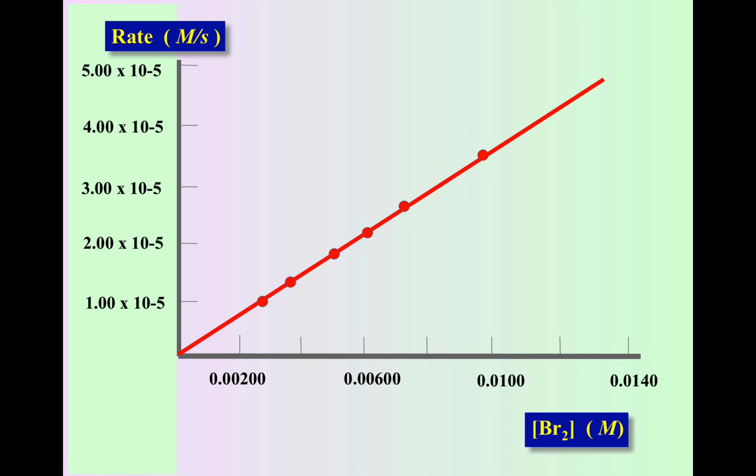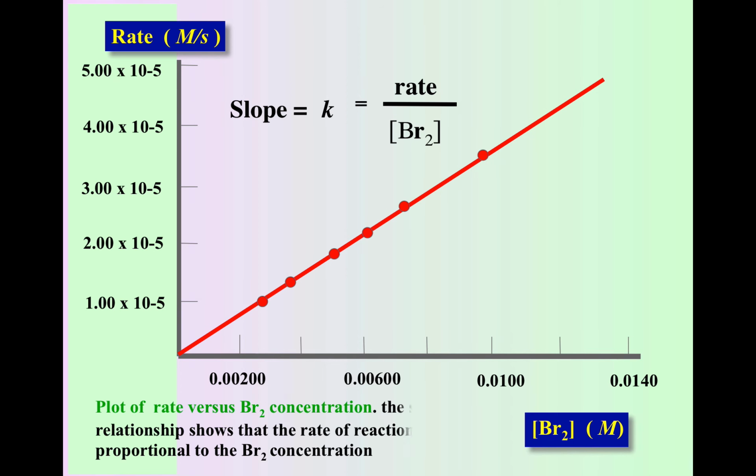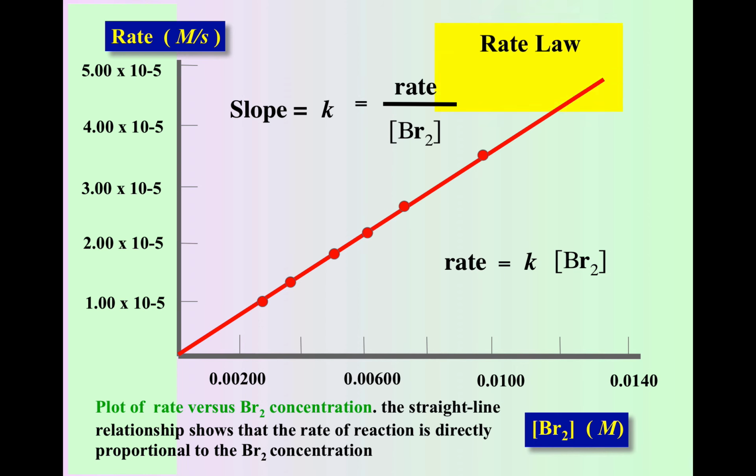So when I take a plot of concentration versus rate of reaction, I get a straight line with a positive slope. K represents the slope of this line, right? The change in rate over the change in concentration. So if I multiply both sides by concentration, I get what's called a rate law. A rate law equates rate to concentration of a reactant during the reaction.